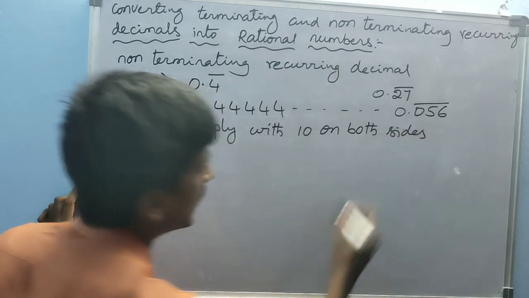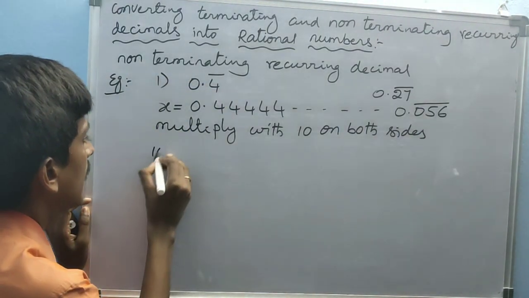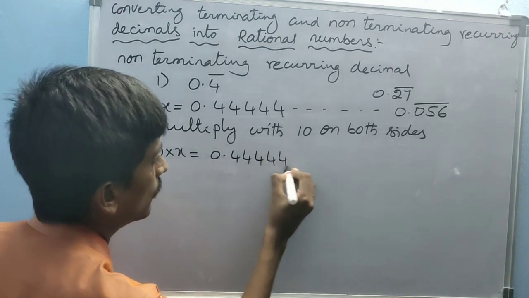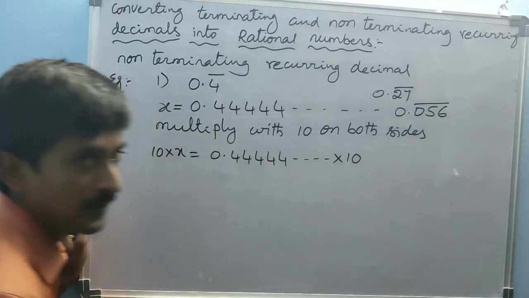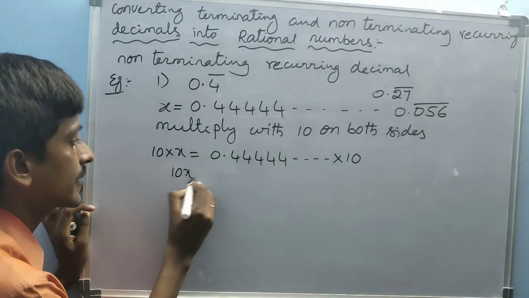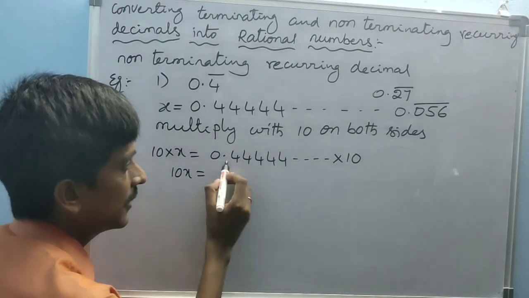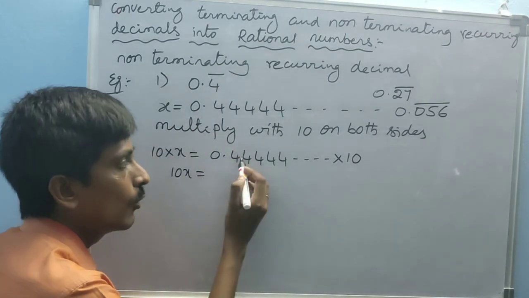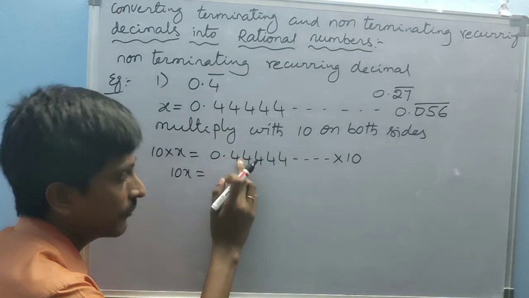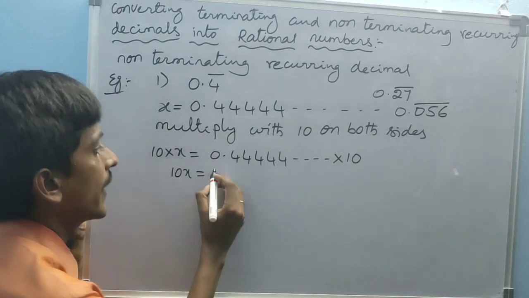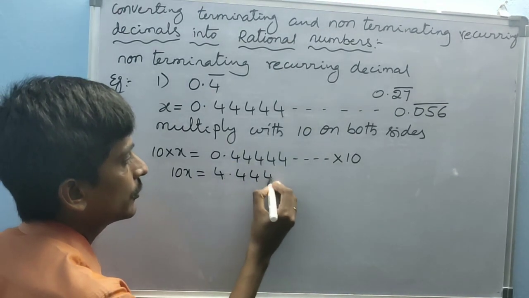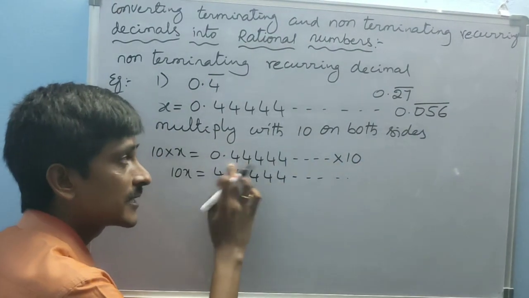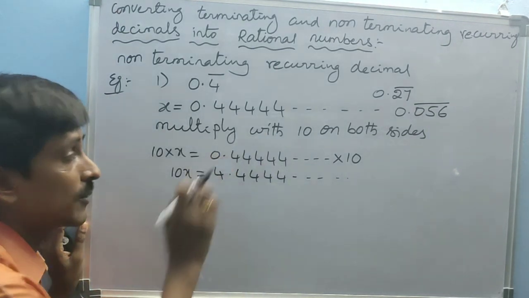Multiply both sides with 10. 10 into x equals 0.4444 and so on into 10. 10x equals... if you multiply any number with 10, the decimal point moves one digit, so 0.4 can be changed to 4.4444 and so on. If you multiply with 100, the decimal point moves two digits.